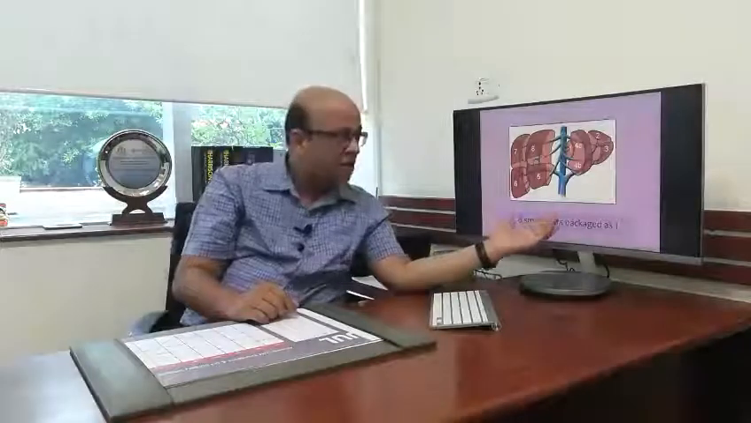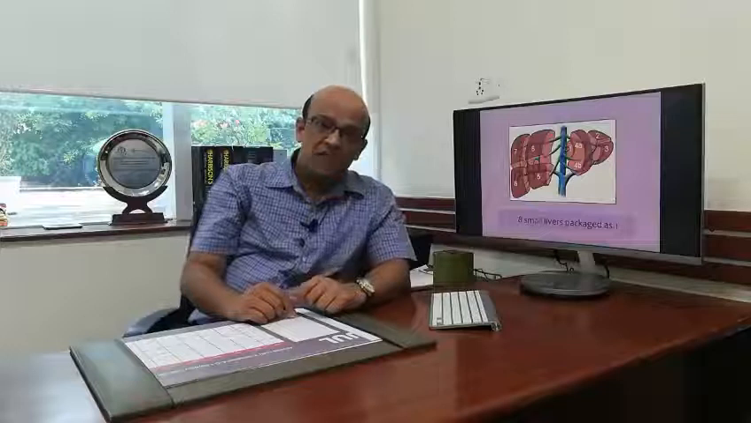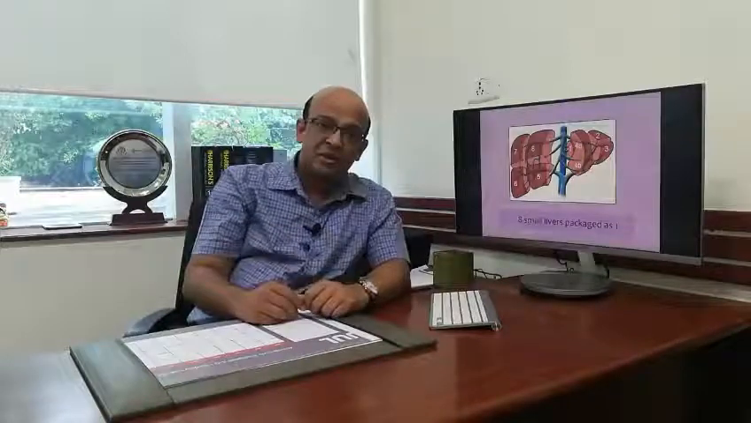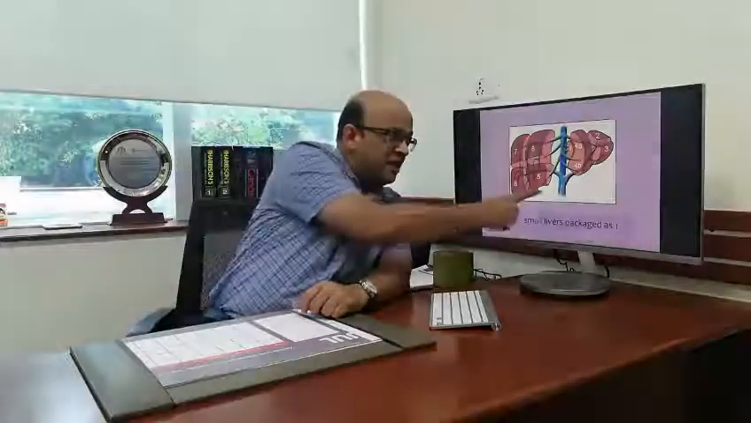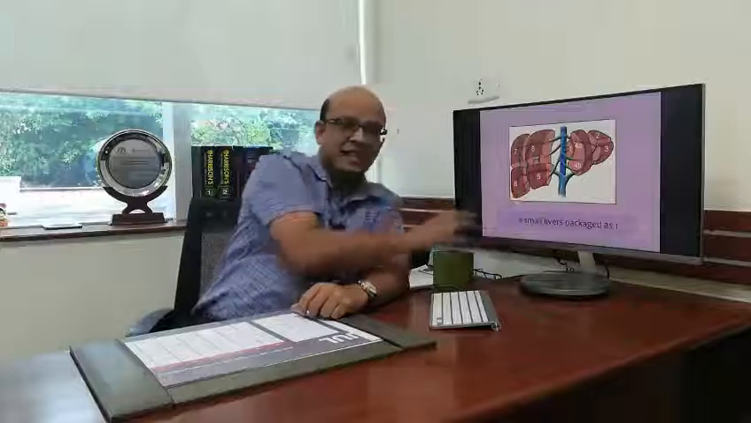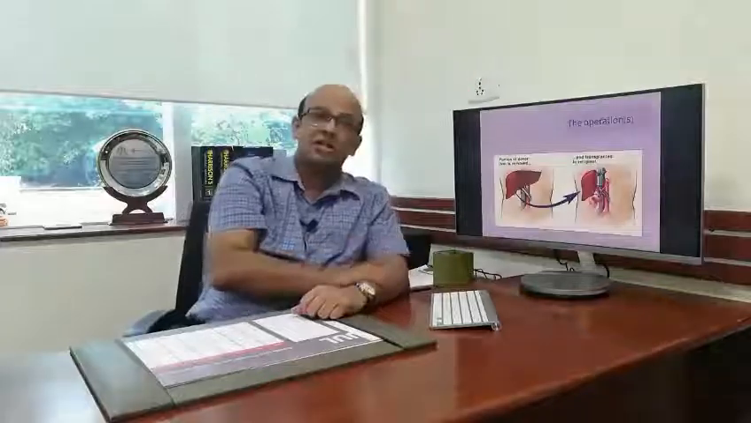So if you look at this schematic here, you see that this is the left side, which includes segment 2, 3, 4A, 4B, and this here is the right side, which includes segment 5, 6, 7, 8. So if you're looking at an adult to adult liver transplantation, then the entire right side of the liver is transplanted onto the patient. And that is called a right lobe living donor liver transplantation.